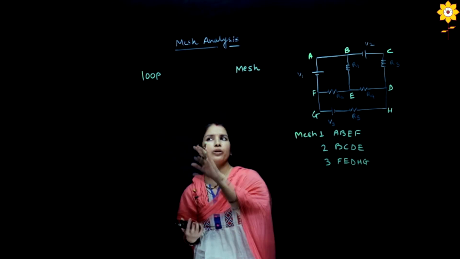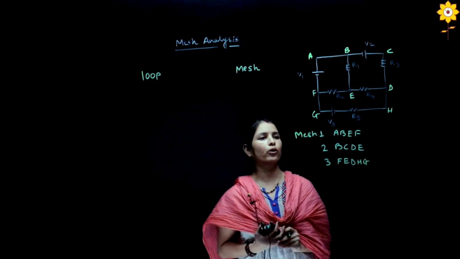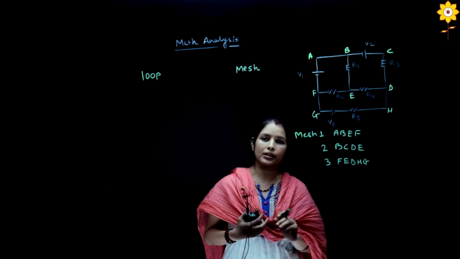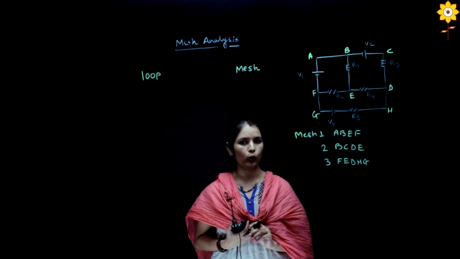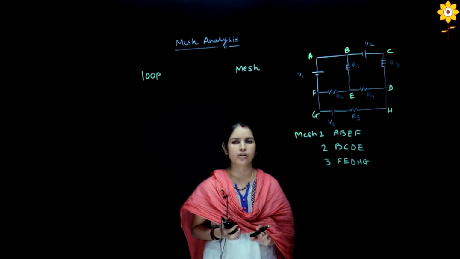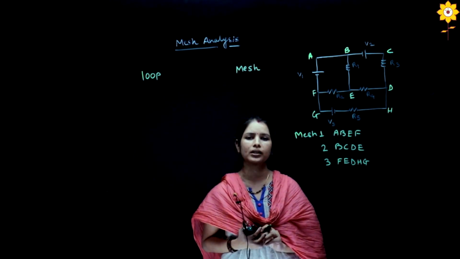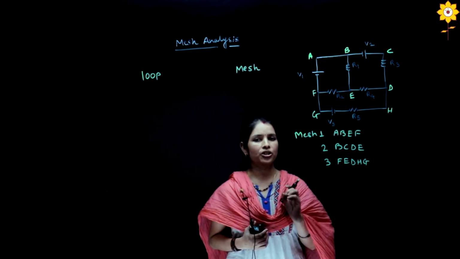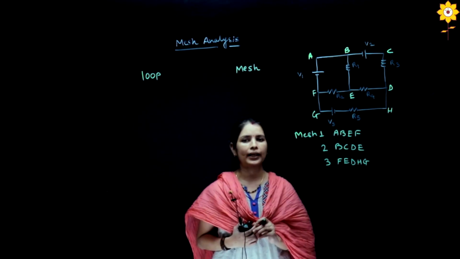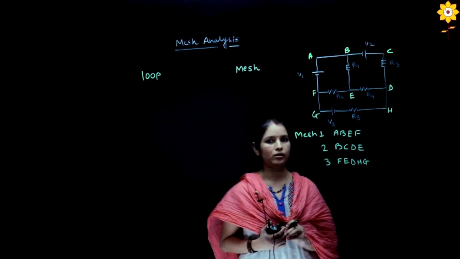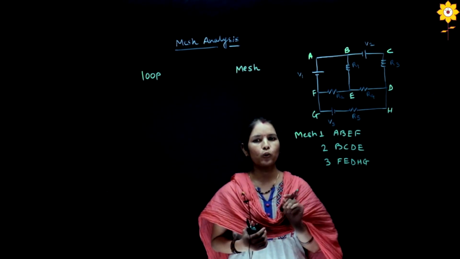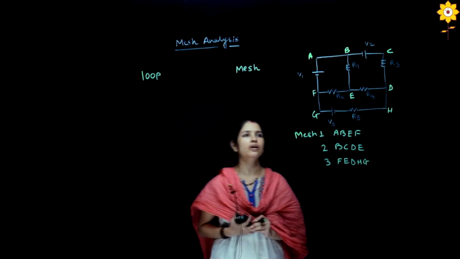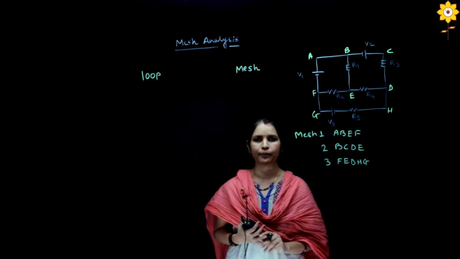To differentiate between loop and mesh, what we can say is a mesh is a loop which does not contain any other loop. A loop is basically a closed circuit. Any closed circuit can be considered as a loop. But a mesh is a loop which does not contain any other loop within it. So, the smallest loop is called the mesh. In the given circuit we have 3 different meshes.